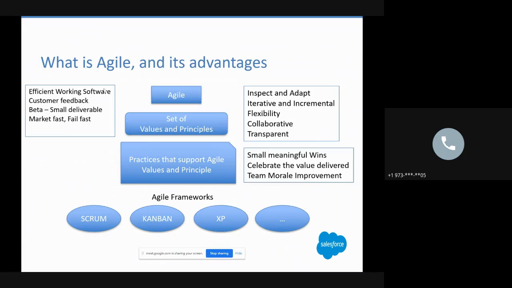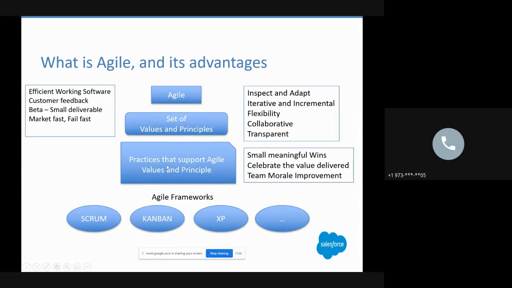And again, we have all seen in business this term, market fast and fail fast, right? Which is again pointing towards being agile. So again, we'll look at those set of values quickly. I will not go into detail. I provided the URL for anybody who wants to Google it. It's all there.